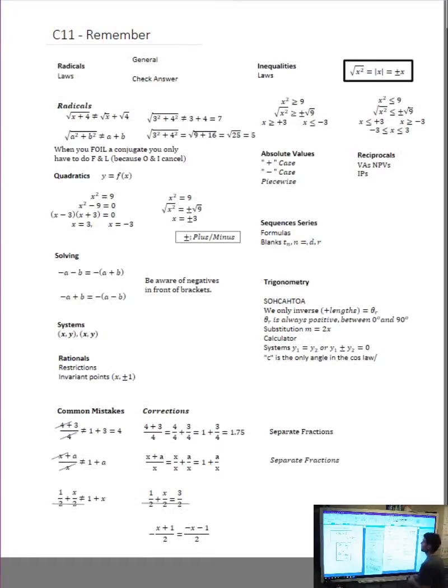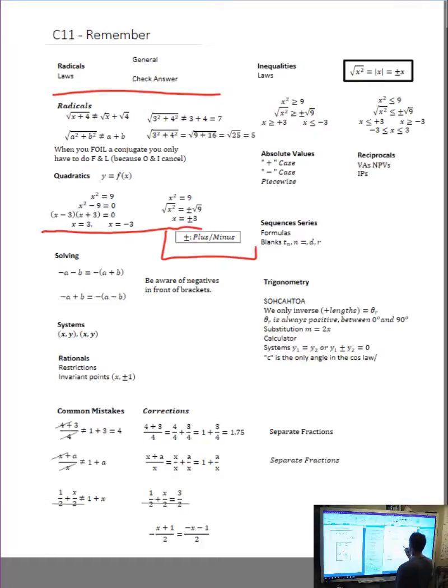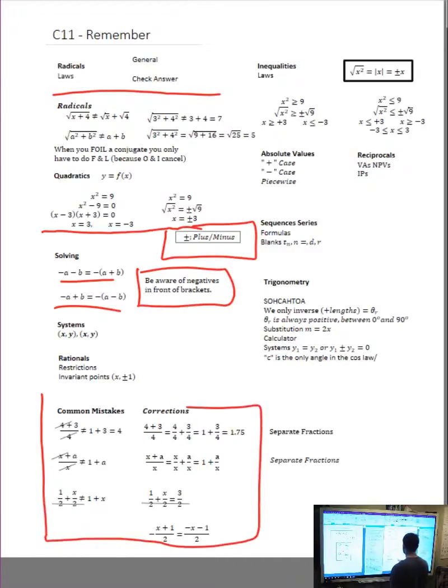Okay, all the things to remember. I'm going to overline it. Radicals, things that we can and cannot do. Quadratics, differences of squares versus square rooting both sides, and don't forget about plus, minus. We're going to be doing a lot of greatest common factors of -1. Beware of brackets. Subtract a binomial, brackets. Distribute. Add fractions, distribute. Some common mistakes. Got to make sure those are no longer.